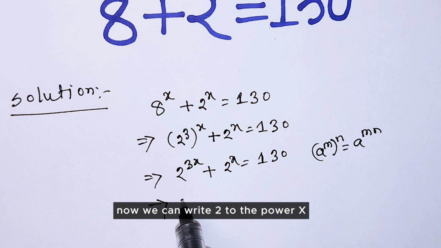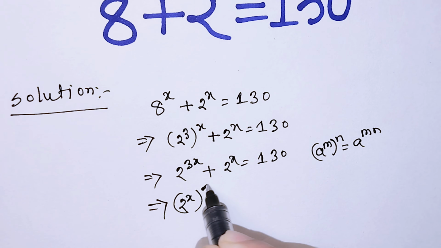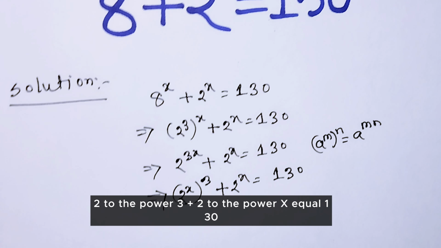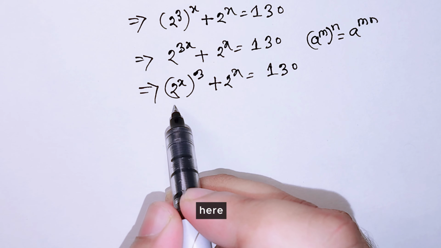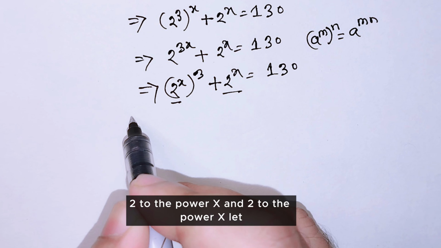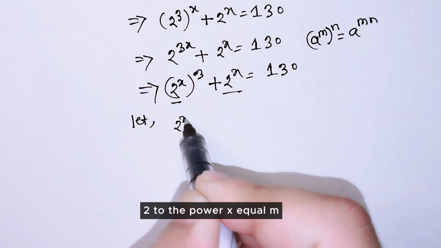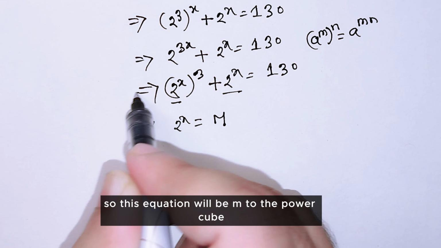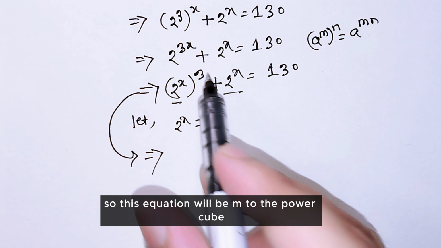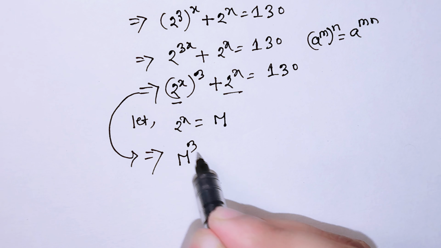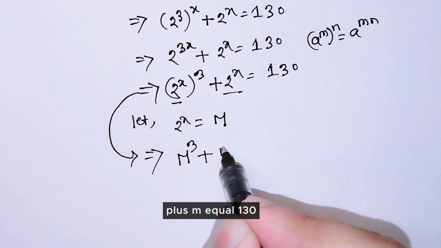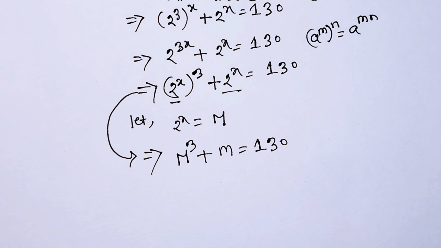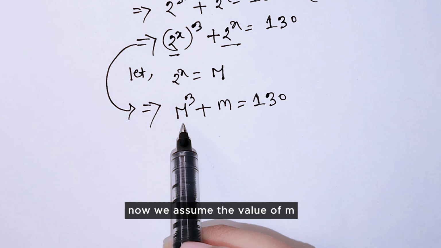Now we can write (2 to the power x) to the power 3 plus 2 to the power x equal 130. Here, let 2 to the power x equal m. So this equation will be m to the power cube plus m equal 130.